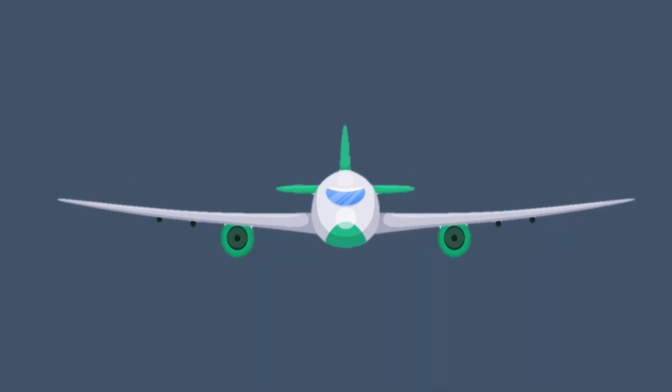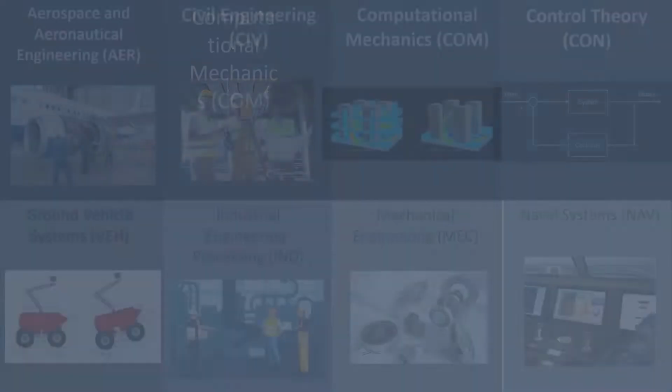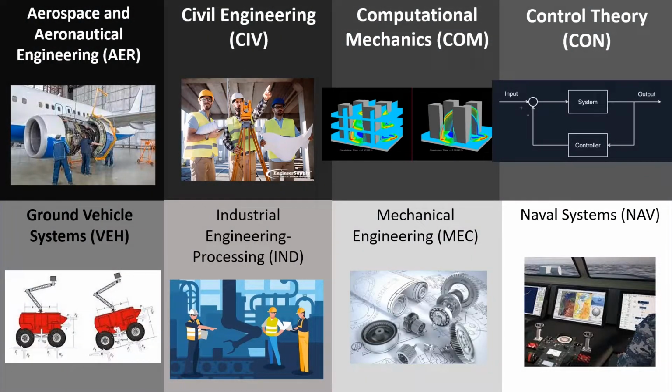Engineering technology, statics, and dynamics are studies that revolve around movement, which is the product of force and structure stability that will depend on whether there will be an equilibrium. Subcategories are as follows. Aeronautical engineering involves the development of the design of aircraft, like airplanes and space vehicles, as well as the process of how they will be manufactured.